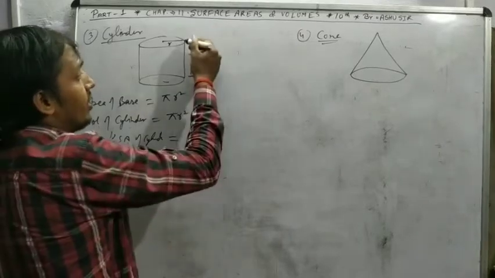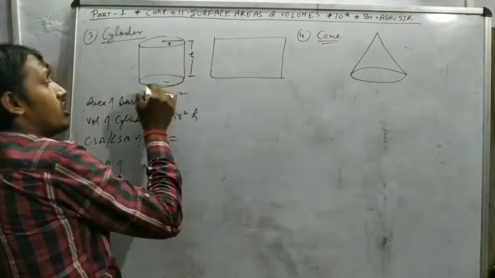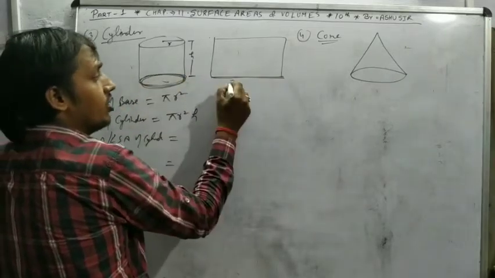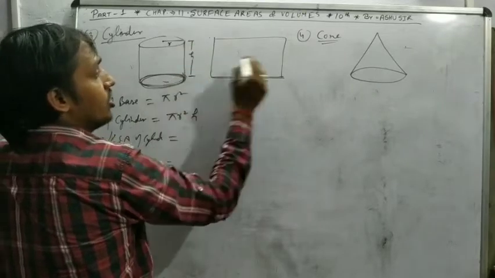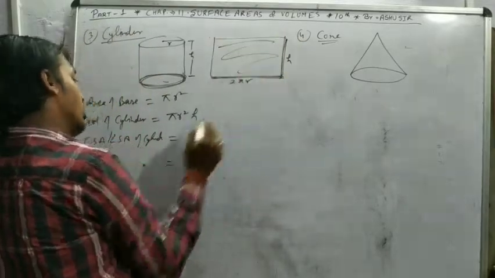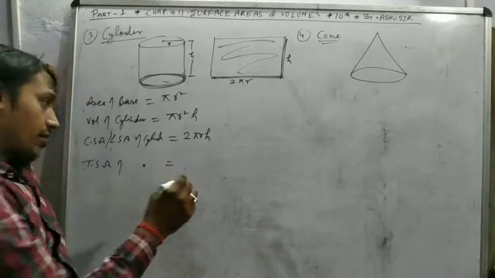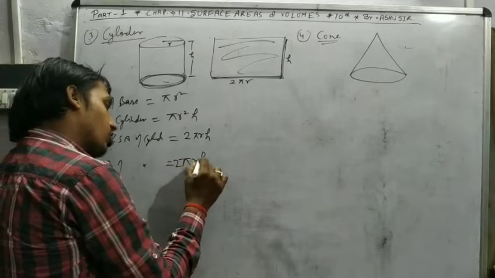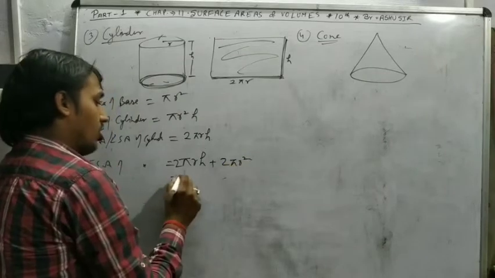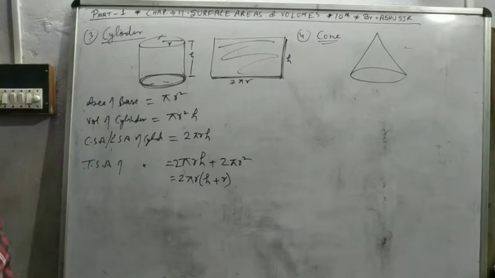CSA of cylinder: when we cut here from this and open this, it forms a rectangular sheet. This side is the circumference of the circle, so this is 2 pi r. And the height is h. So length into breadth is the area of this rectangular sheet. This is the CSA of the cylinder, 2 pi r into h. Same for total surface area: CSA and the upper and lower end, that is 2 pi r square. 2 pi r common, h plus r. This is the total surface area of cylinder.